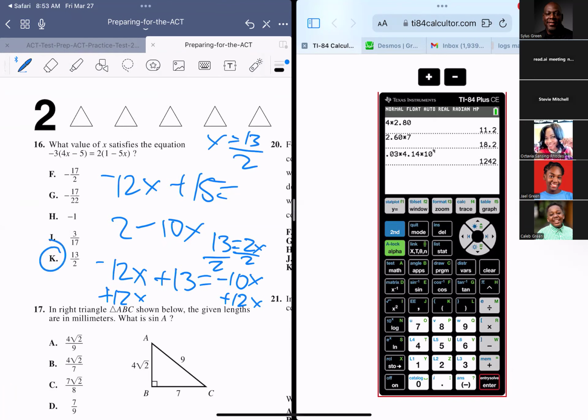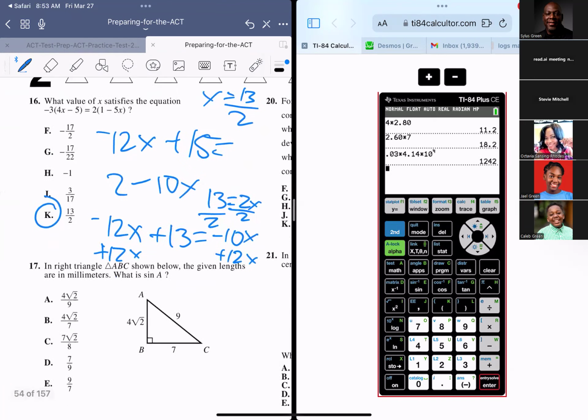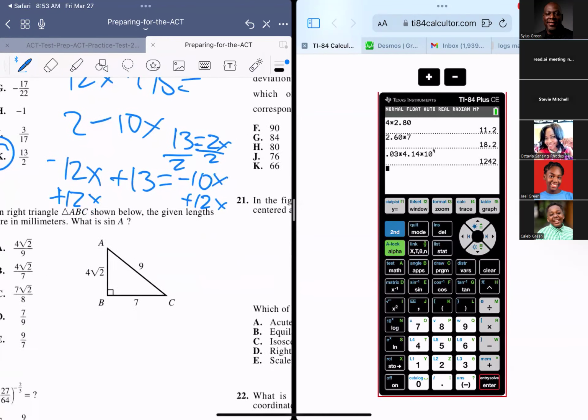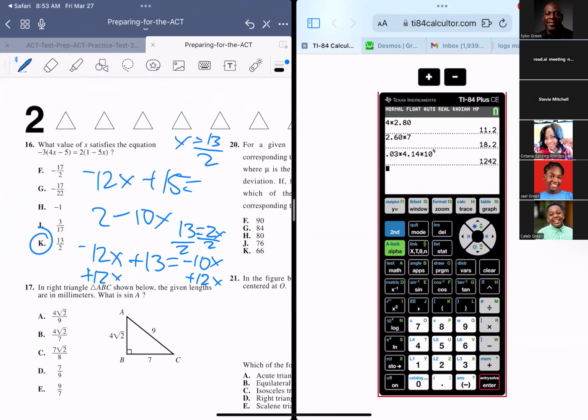And you can plug that into a calculator if you want to check your work, but 90% of the time, if you see the answer that you got in the answer choices, that's the correct answer.